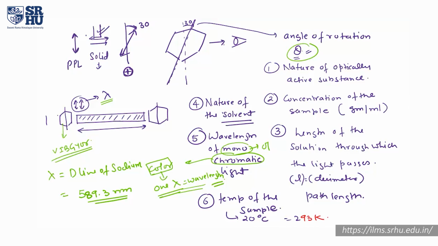Okay, so these are the following 6 factors on which the angle of rotation depends. If you change any of the factors, the angle of rotation will change. Now you can ask me, sir, what is the importance of studying angle of rotation? We know that there are some samples which convert PPL, plane polarized light, to a certain angle towards right or towards left. So what is the value of this angle of rotation?